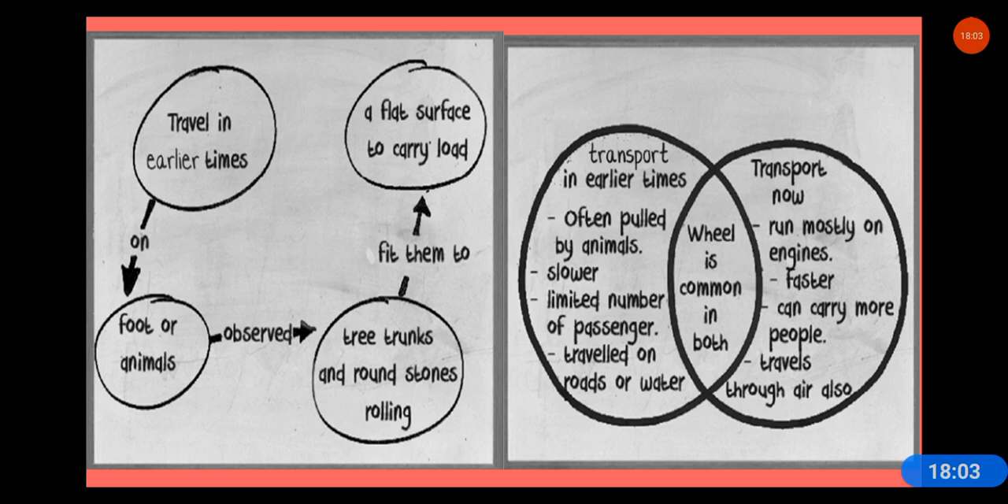Transport in earlier times was mostly pulled by animals. It was slower, had a limited number of passengers, and traveled on roads or water. These were the two modes of travel. Now transport mostly runs on engines. It has wheels and is faster. It can carry more people, and there is a mode of travel through air also now. In both the transports, earlier and now, the wheel is common. Right?